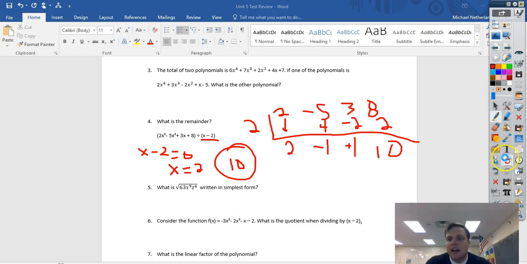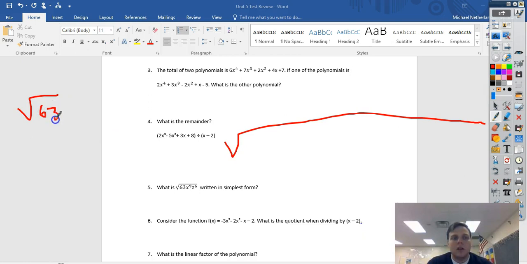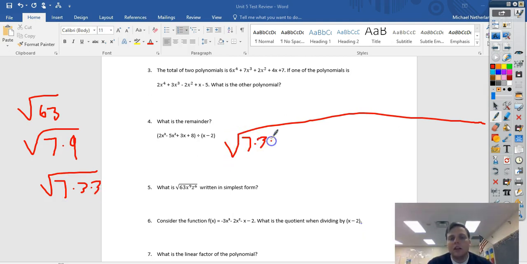Moving on to problem 5. What is the square root of 63x to the 9th, z to the 6th, written in the simplest form? Okay, so first thing I'm going to do is draw myself a big square root sign. And I'm going to break down every one of these to its base components. Let's think about what 63 would be if I broke it down. You think, 7 times 9? That'd be correct. And then 7 can't be broken down, but 9 can be broken down to 3 times 3. So I'm going to write 7 times 3 times 3.